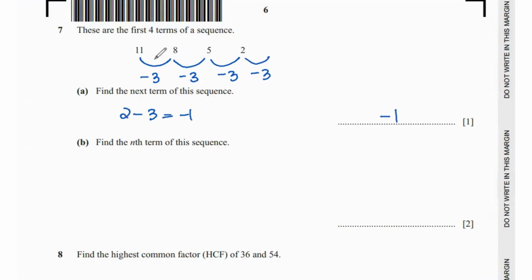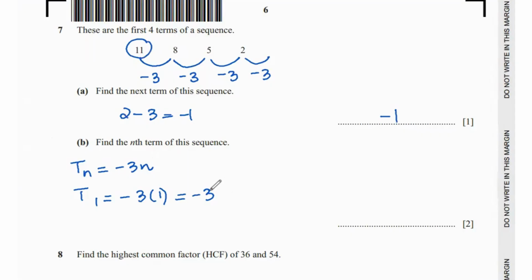Common difference over here is -3. We're subtracting 3. So whatever is the common difference, you times that by n. So -3 times n. And let's see if this is the nth term or not. So first term based on this would be -3 times 1, which is -3.